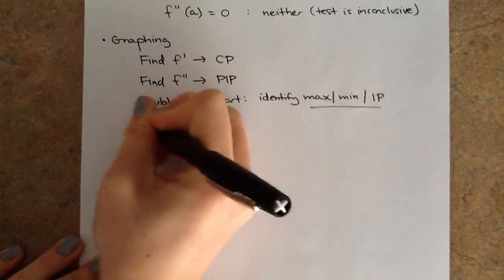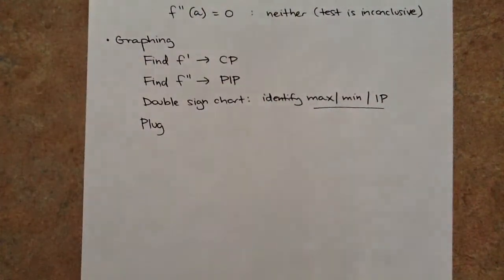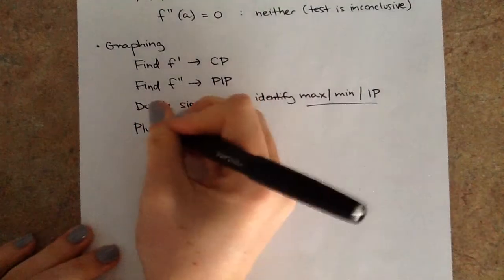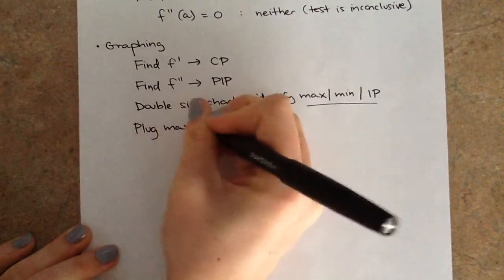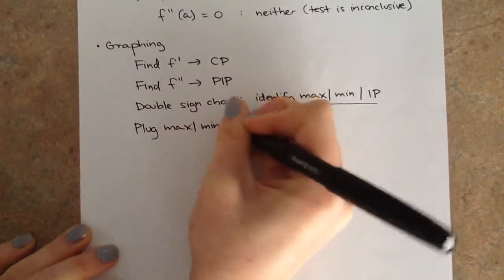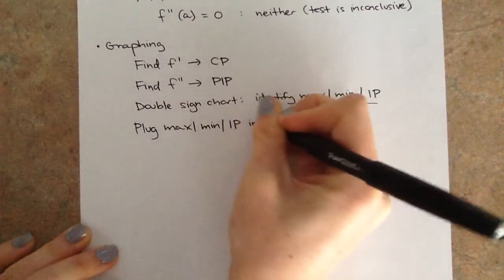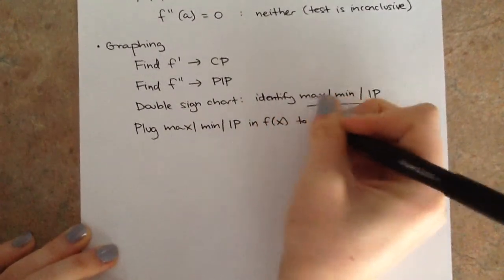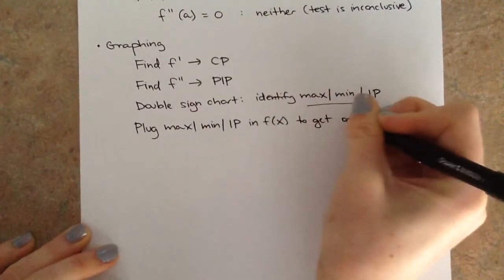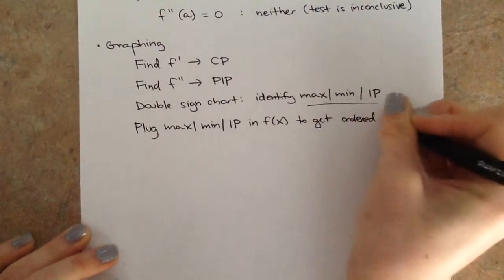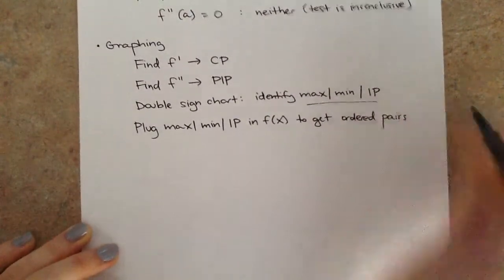And then the important part is that you take all of those x values and plug them into the original function. That way you have ordered pairs that you can start plotting. Okay, so plug these values, your max, your min, your inflection points, back into the original to get ordered pairs. So then you'll have 4, 5 ordered pairs that you can start to plot.